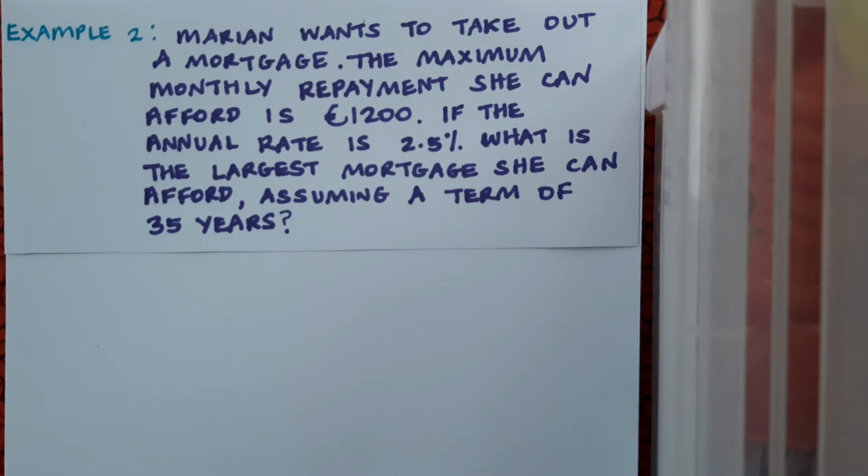The annual rate is 2.5%. And we want to find out what is the largest mortgage she can afford, assuming a term of 35 years. So in the previous questions, we knew P and wanted to find A, and this time it's the other way around. I'll start off though in pretty much the same way by matching my units. Again, I've got a monthly repayment, so I want everything else to be monthly as well. So I'll first of all sort out the monthly rate.